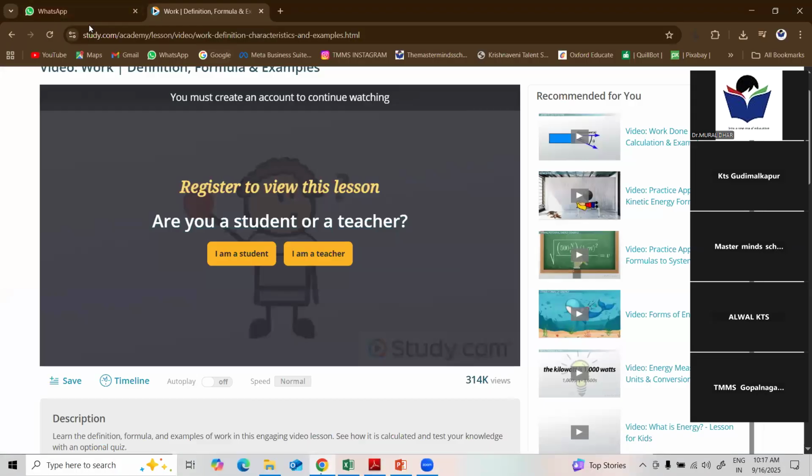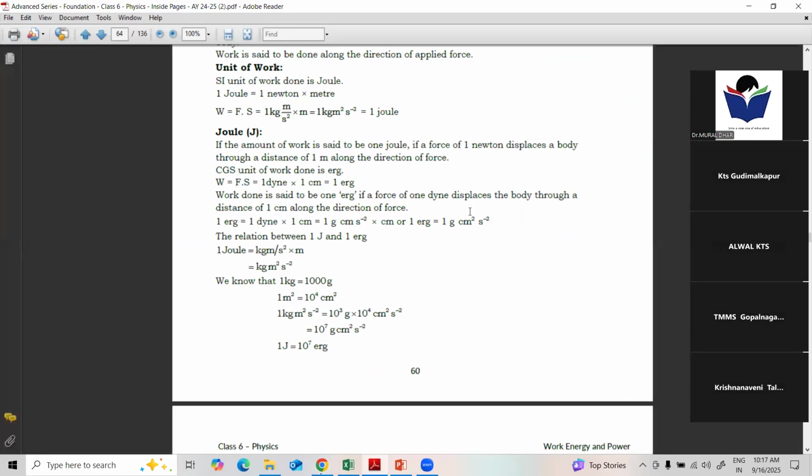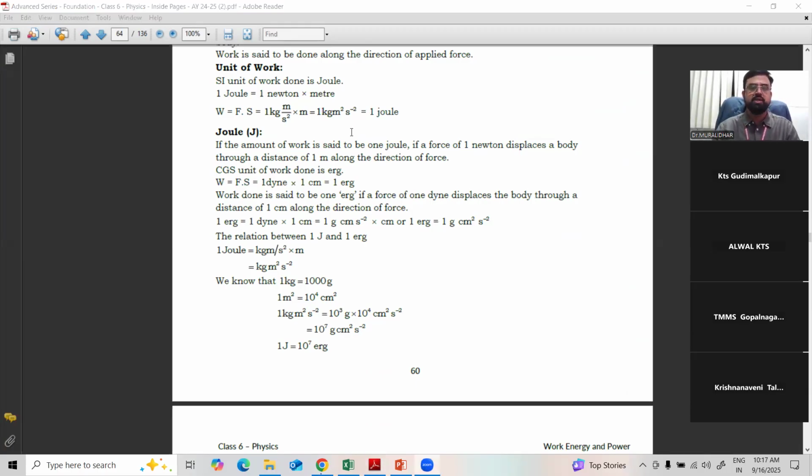Okay, so this is a simple video explaining what work is. Work done is measured in the joule. So joule is the unit in the MKS system, as well as erg in the CGS system. On conversion, we can see the relation between erg and joule. So 1 joule is equal to 10 power 7 ergs.